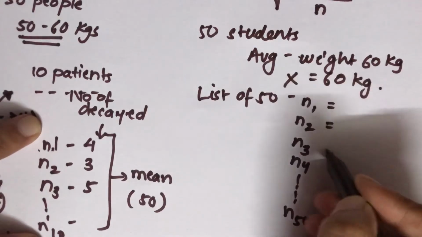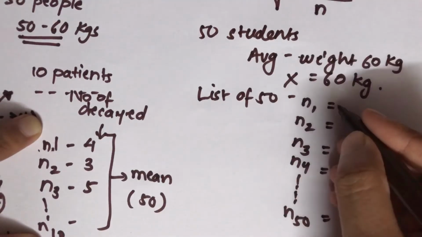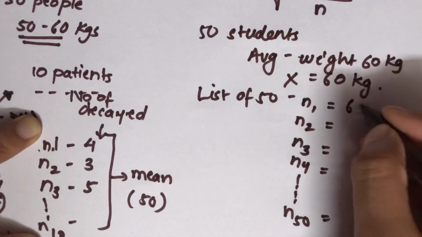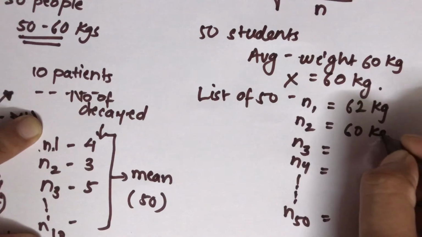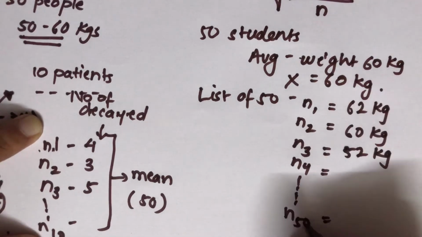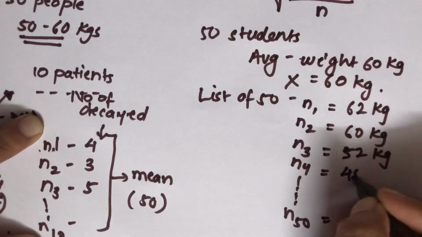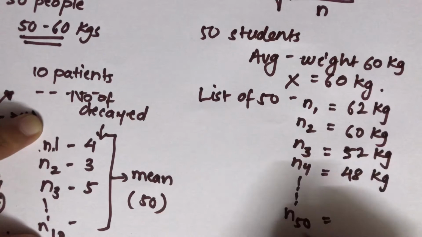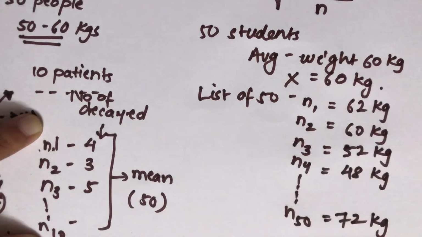Then you're going to see the weight of each individual student. So for example, n1 is 62 kg, n2 is 60 kg, n3 is 52 kg, then n4 can be 48 kg, n50 can be 72 kg. So these are the various weights that you're going to write for all the 50 students. Now this is the list that you have made.